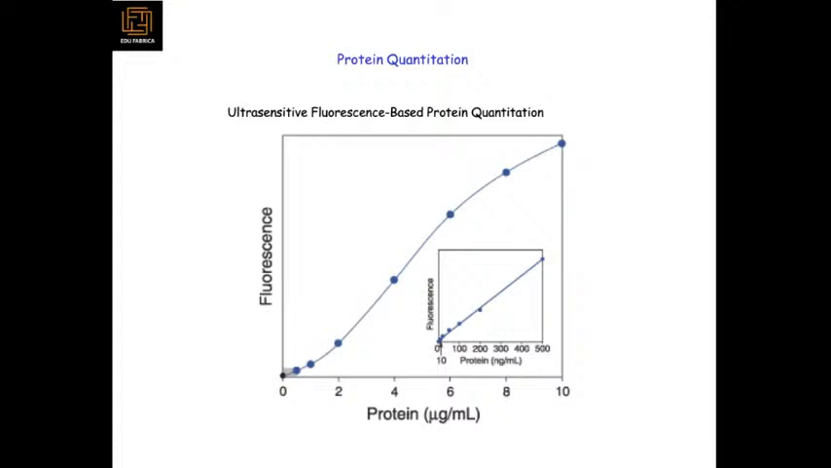Then comes the ultra sensitive fluorescence based protein quantitation. Here we can see that in this method you have fluorescence on the y-axis and protein in micrograms per ml on the x-axis, and then we see this linear graph. Whatever fluorescence we read will give the protein concentration in micrograms per ml.